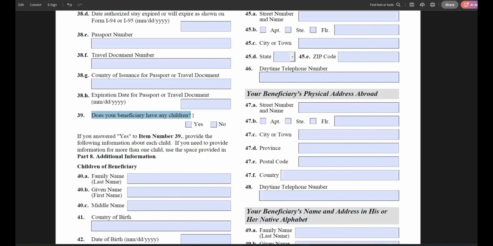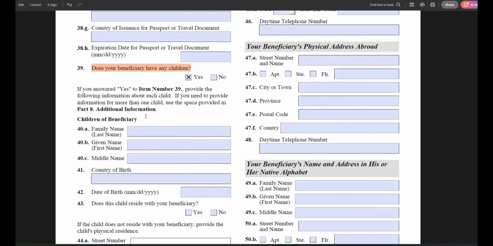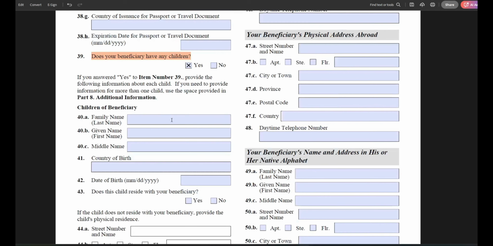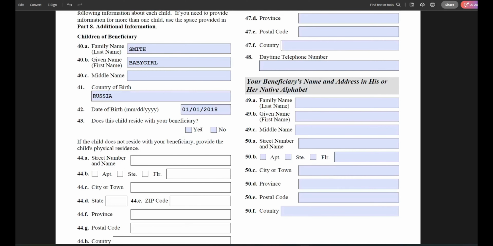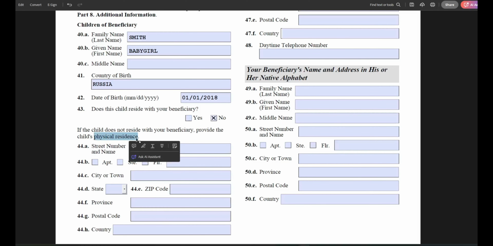The next question asks if beneficiary has any children of any age. So let's say, for example, that Jane does have a child. So let's provide information about that first child. And the next question will ask if this child resides with your fiancé beneficiary. If you answer yes, that's all you have to say. But if this child doesn't reside with your beneficiary, you will answer no and provide where they are actually living.